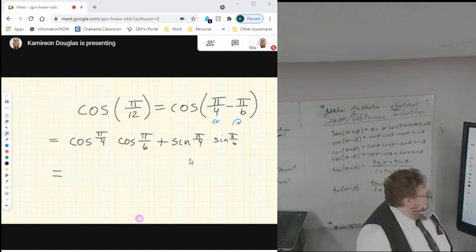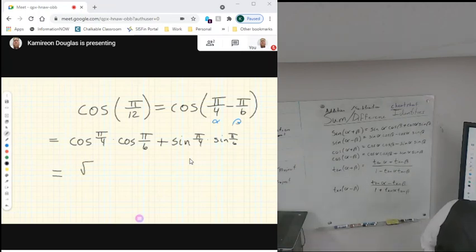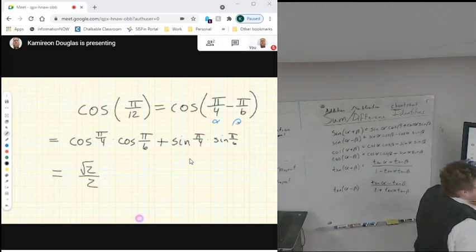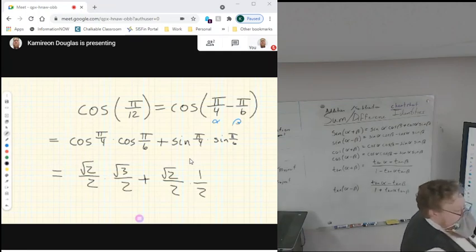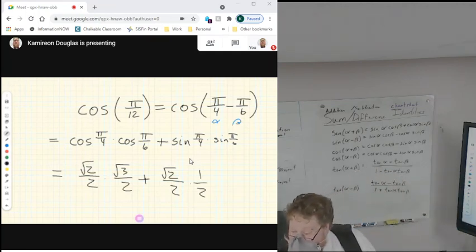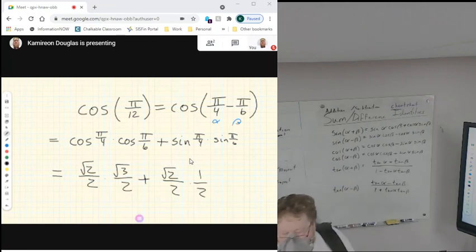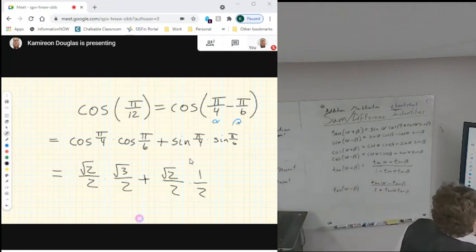Let's plug them in and see what happens. Cosine of pi over 4, that is square root 2 over 2. Cosine of pi over 6, that's square root 3 over 2. Plus sine of pi over 4, that is square root 2 over 2, times sine of pi over 6, that is 1/2. You notice that a lot of these have similar structure. That's why it's important that you get the formulas right. A lot of them have square root of 6 in them, a lot of them have square root of 2 over something. But you have to get the structure right, because if it's plus or minus, it matters a lot.